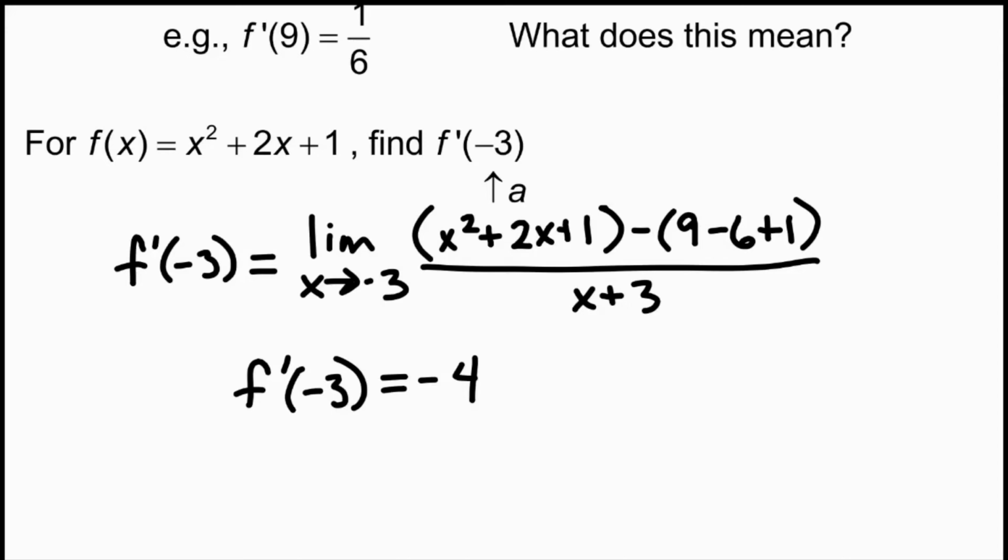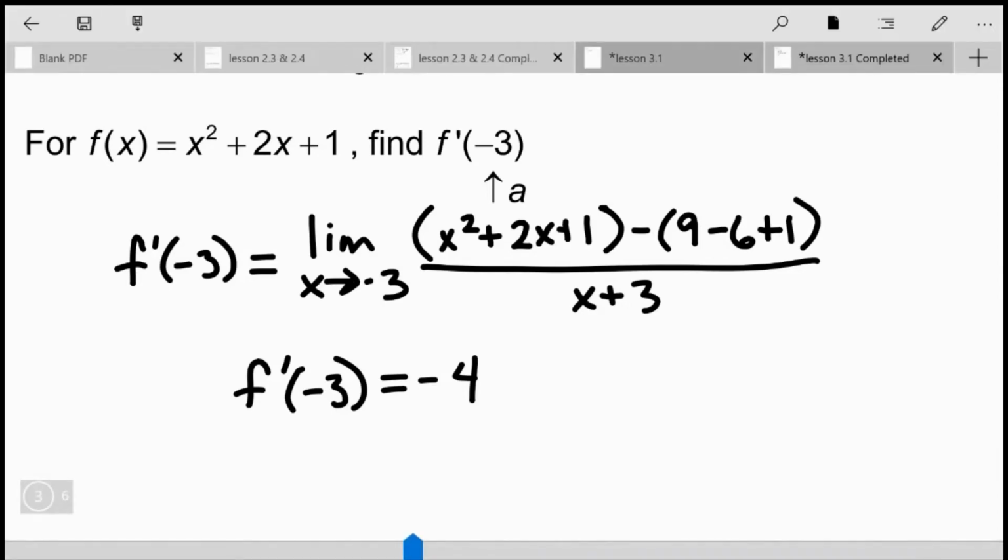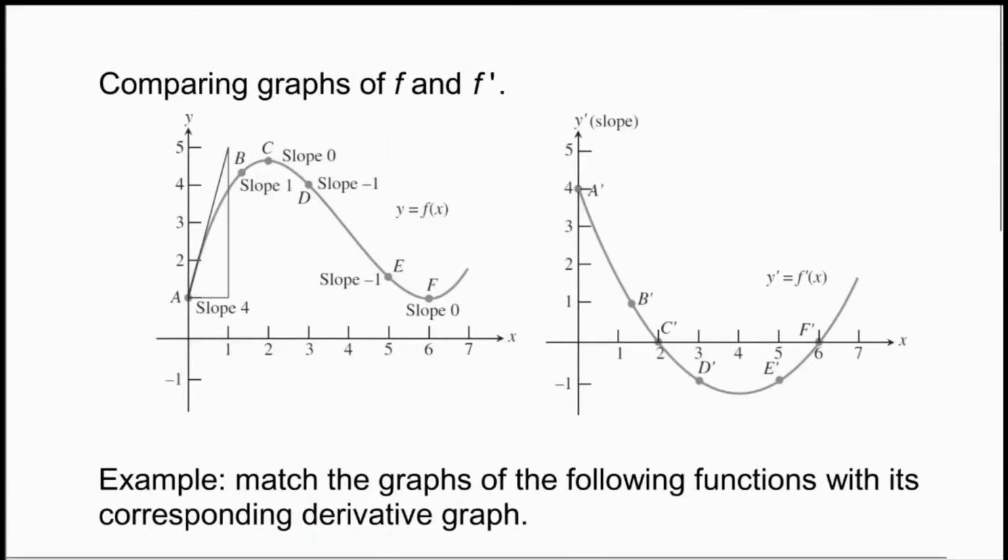Okay, so taking a look at the graph of a function and its corresponding derivative graph. What I want you to do, these two graphs are side by side. I want you to compare what's going on in these two graphs. Keep in mind what f prime is going to mean. F prime is going to represent the slope of the tangent line to my function at that point.